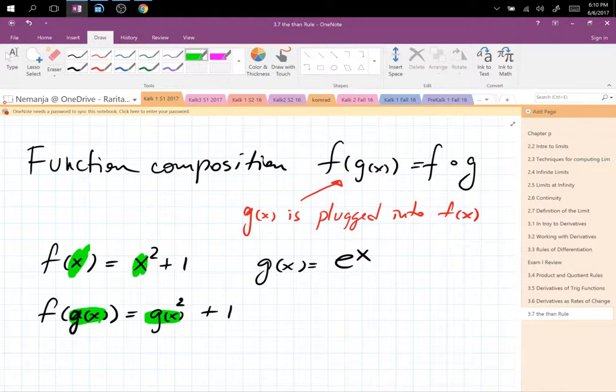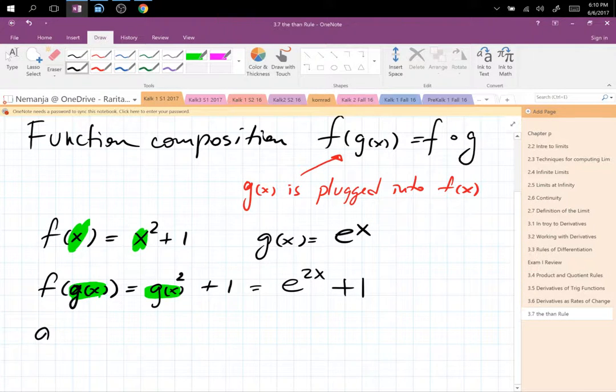So now what would that actually equal? Well, it would equal e to the 2x plus 1. Because g of x is e to the x, and when you go e to the x squared, you get e to the 2x. Much more interesting is g of f of x, which is backwards, and that's going to be e to the x squared plus 1.